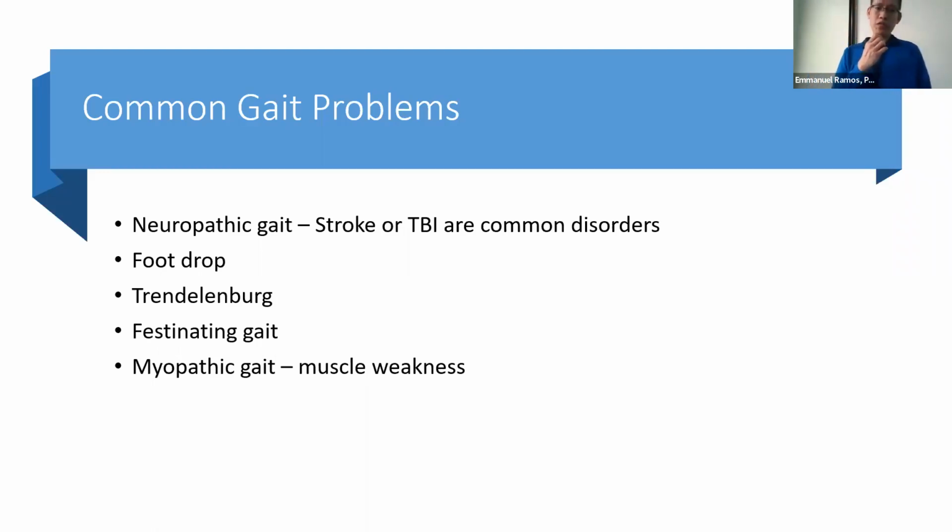Myopathic gait, or muscle weakness. Most commonly, we call this the waddling gait. Okay, they waddle like that. This is because they have muscle imbalance in their legs. One muscle is weaker than the other, or one side is weaker than the other. So they try to compensate and they waddle.